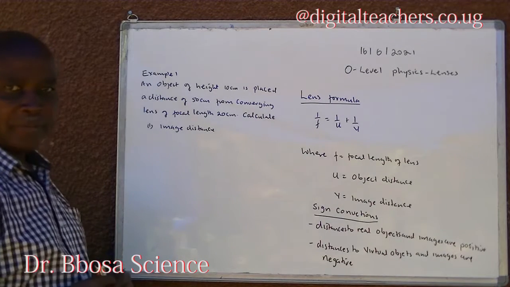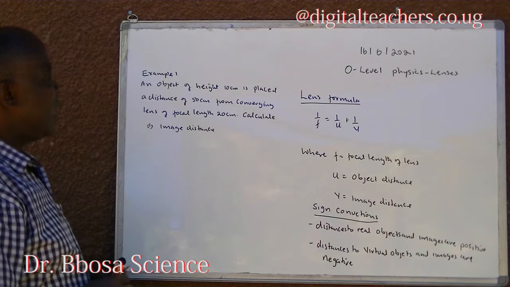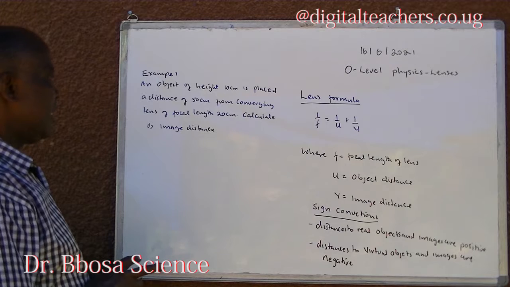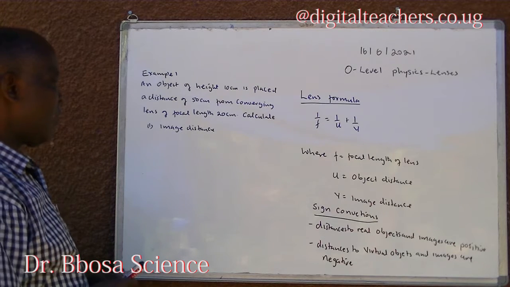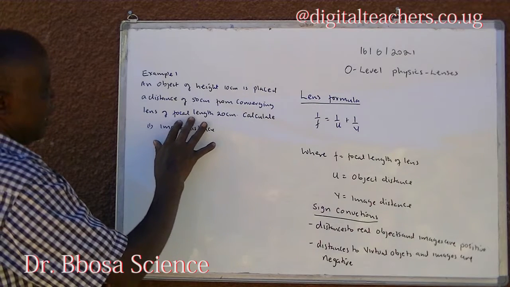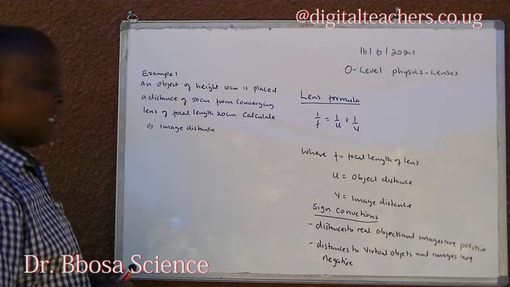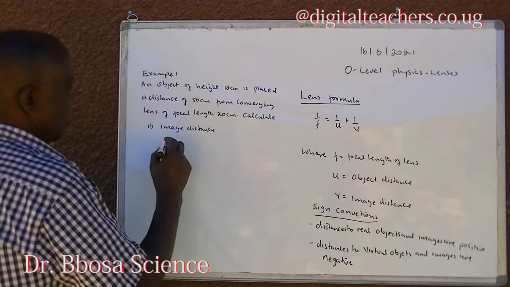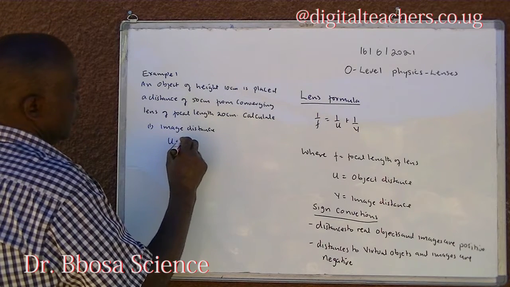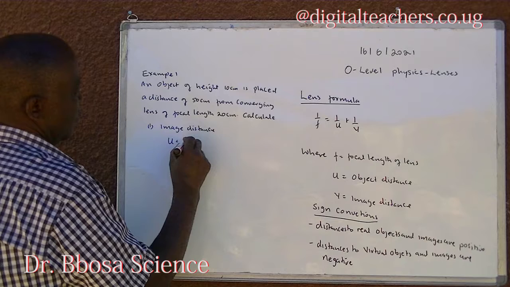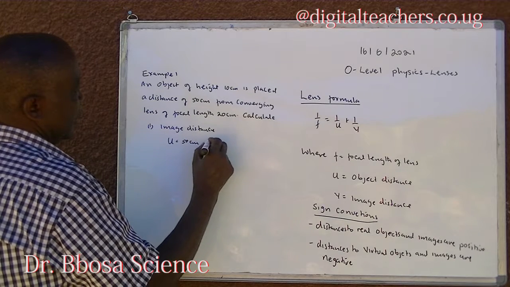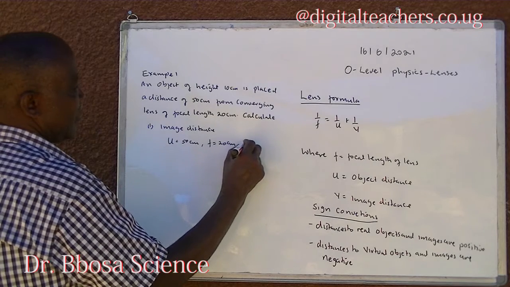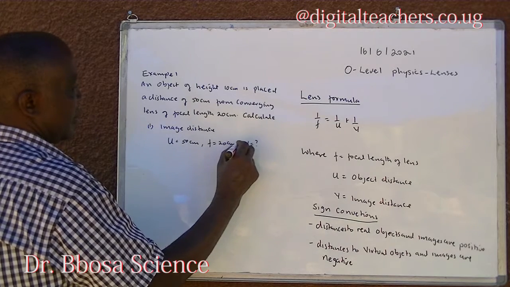Example 1. An object of height 10 centimeters is placed at a distance of 50 centimeters from a converging lens of focal length 20 centimeters. Calculate the image distance. From the question, we can see that U is equal to 50 centimeters, F is equal to 20 centimeters, but V is what we are looking for.